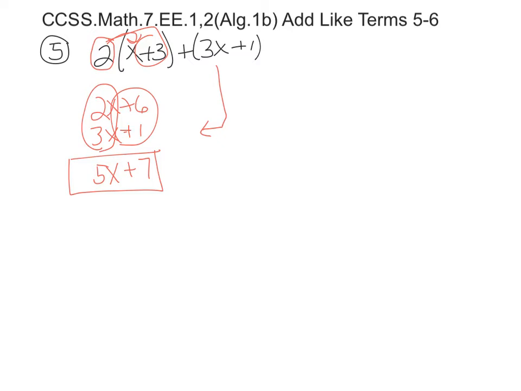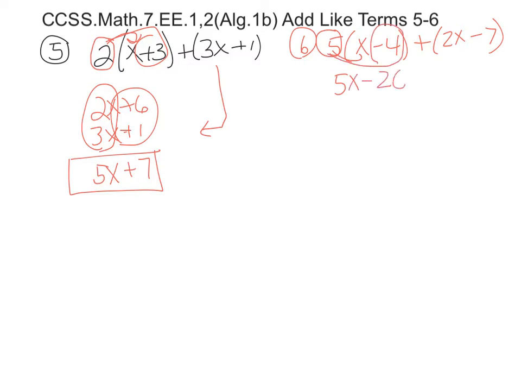So the other one would be number 6, and it is 5, another distributive, (x minus 4), plus another group of (2x minus 7). So we have this here. We're going to use the distributive first, and we're going to go 5 times x is 5x. 5 times negative 4 is negative 20. And we're going to march this one over, and we get 2x minus 7.